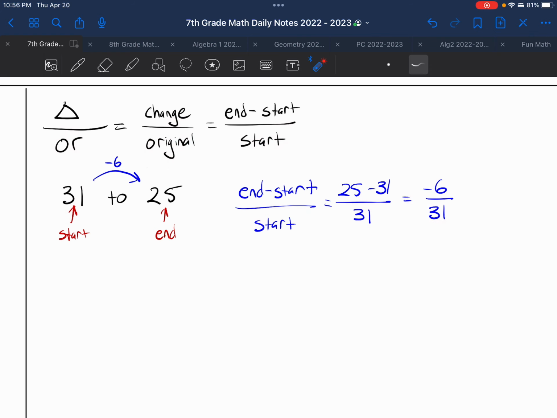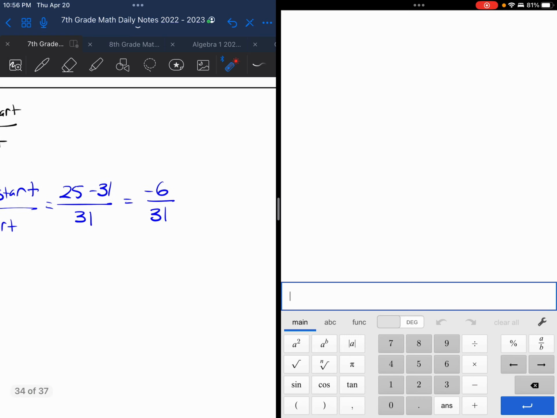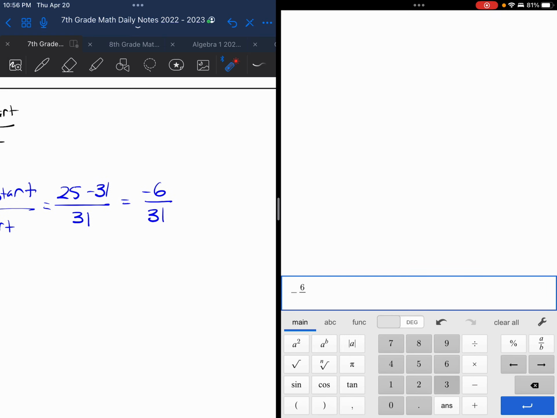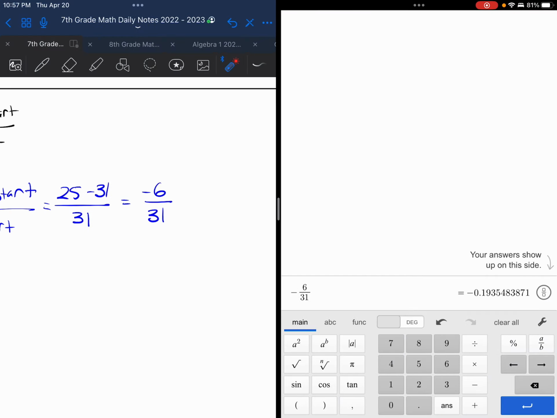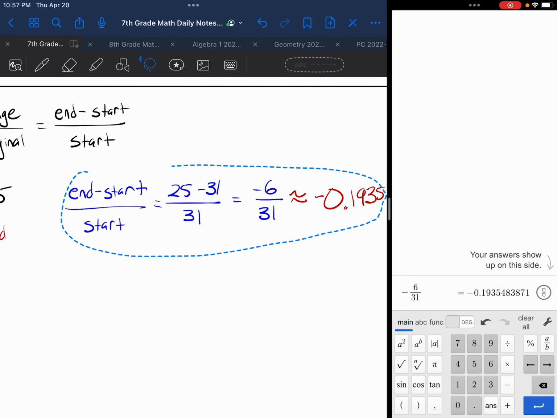I plug this into my calculator, and I see what number it spits out, and I move my decimal 2 to the right. So let's split my view with the calculator. I'm going to type in negative 6 divided by 31, and you get 0.193. So this is going to be, I'm approximating with a pen, approximately equal to negative 0.1935. Am I off the page? Dang it, I am. I'm going to move all of these over a little bit.